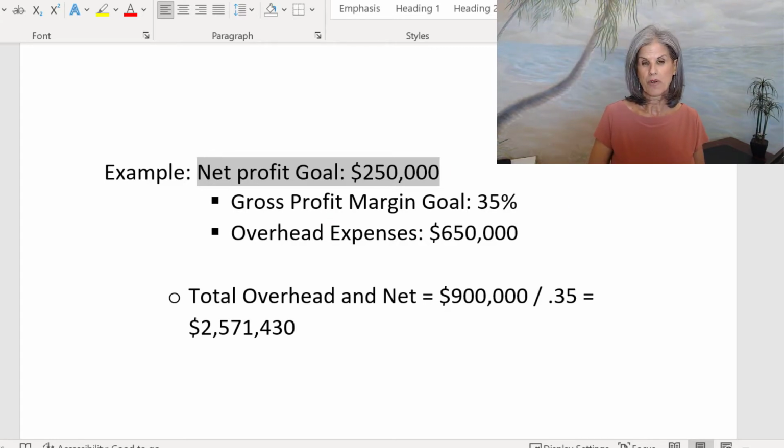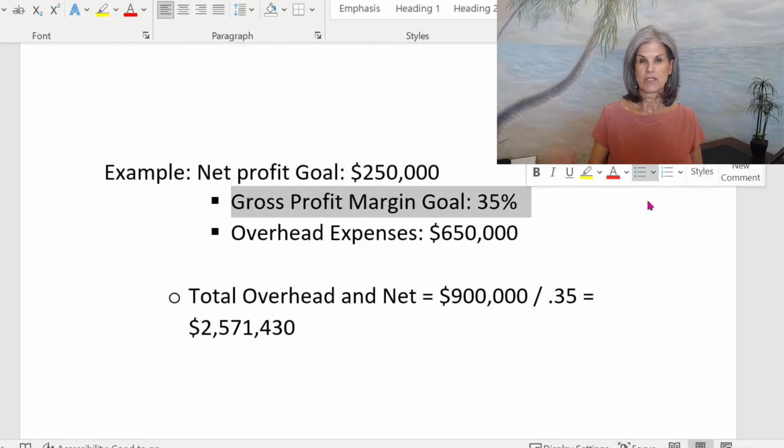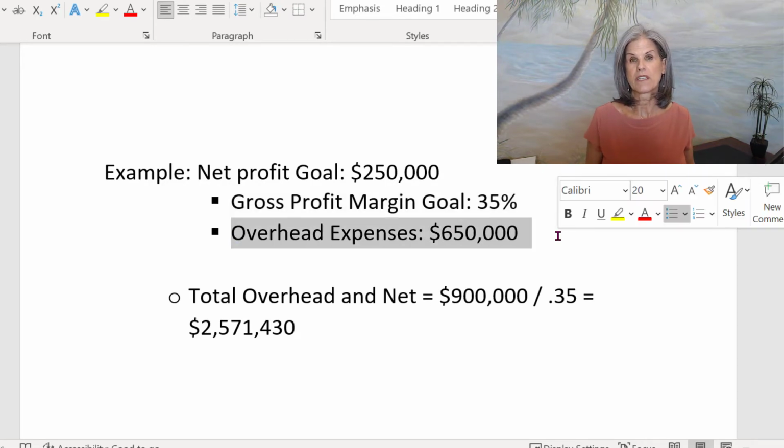You're going to take your net profit goal, and then you're going to look at what your gross profit margin goal is, right? That was the first thing we said. So for him, it's 35%. For you, it might be different. And then look at your overhead expenses. So what is your total overhead expenses for running your business?